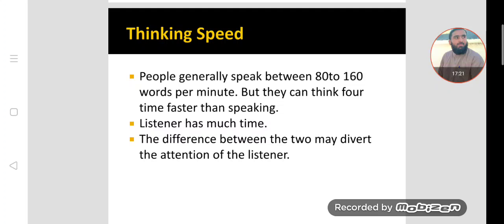Thinking speed. Yes, it is estimated that people generally speak between 80 to 160 words per minute, but they can think four times faster than speaking. So the speed of thinking is faster than the speaking speed, okay? Listeners have much time. The difference between the two may divert the attention of the listener.